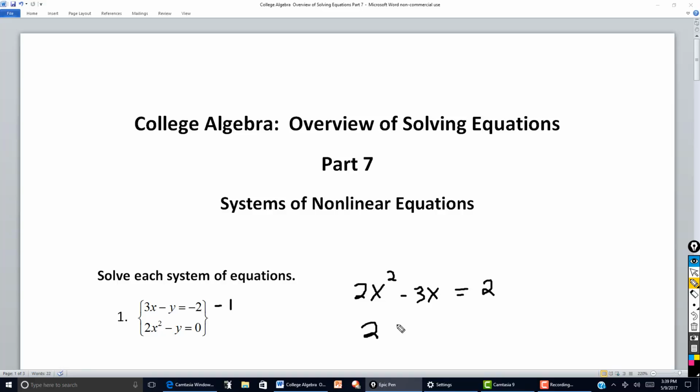So I try to set this up so I can solve it by factoring. Add a negative 2 to both sides because I want one side to be 0 in order for the factoring technique to work. So I get this equation. Then I factor this.